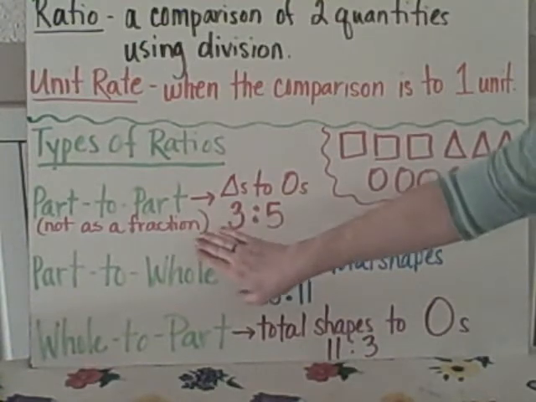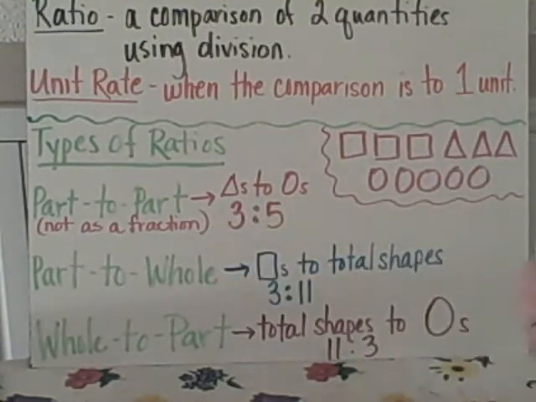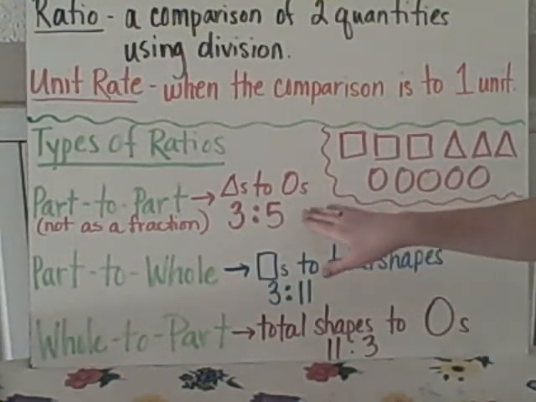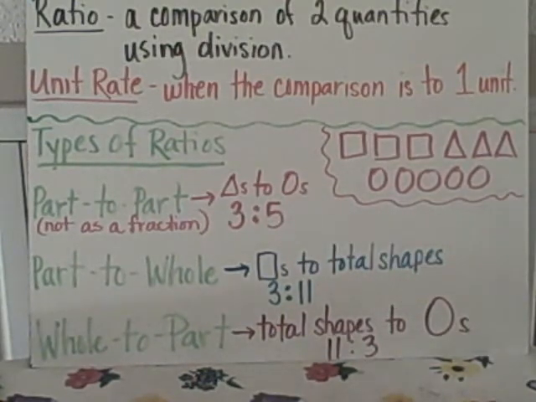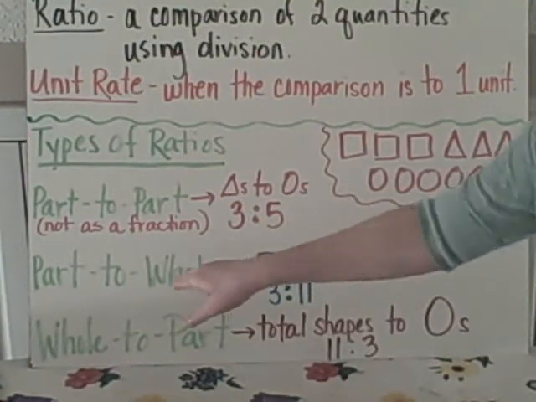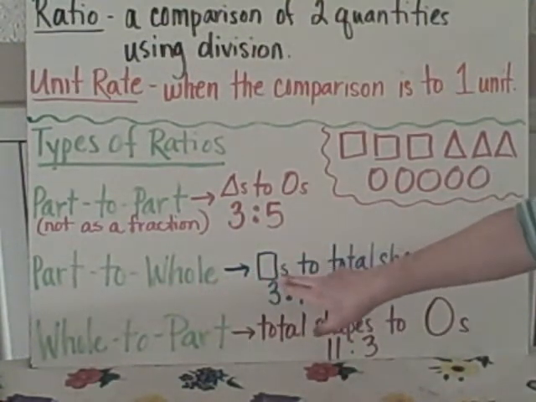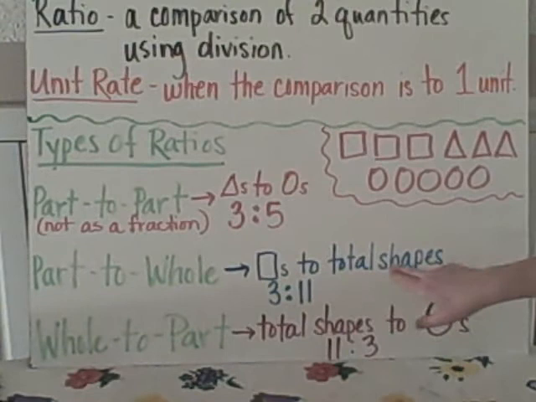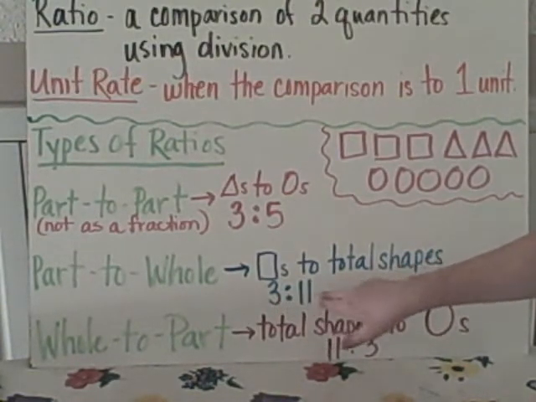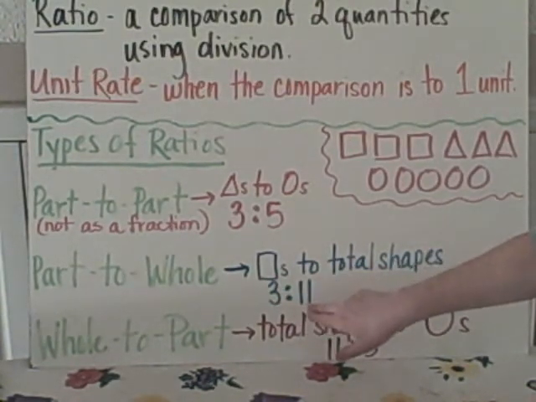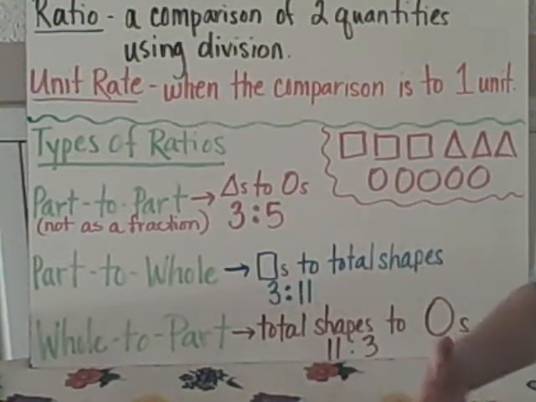Now, a part to part you would not want to write as a fraction, because the second number, or what number would be used as the denominator, doesn't represent the whole amount. Part to whole would be the number of rectangles or squares to the total shapes, or 3 to 11. Now this one we could write as a fraction because 11 does represent the whole.